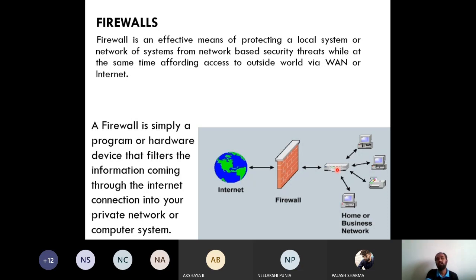What about the software firewall? That is at the individual system level. So each device will have a different firewall. If there are four devices in your network, there should be four software firewalls for the four devices. That's the hardware firewall and the software firewall.